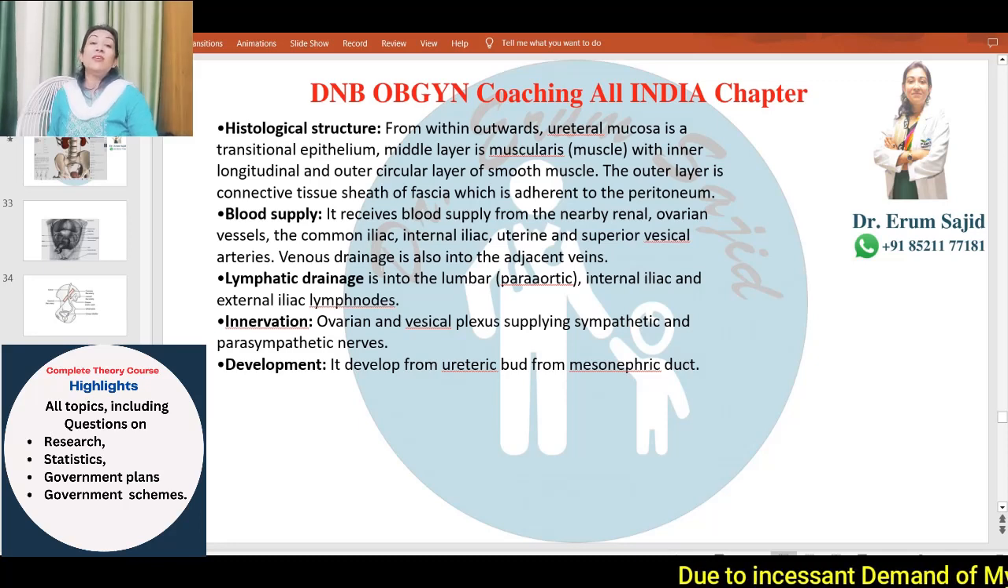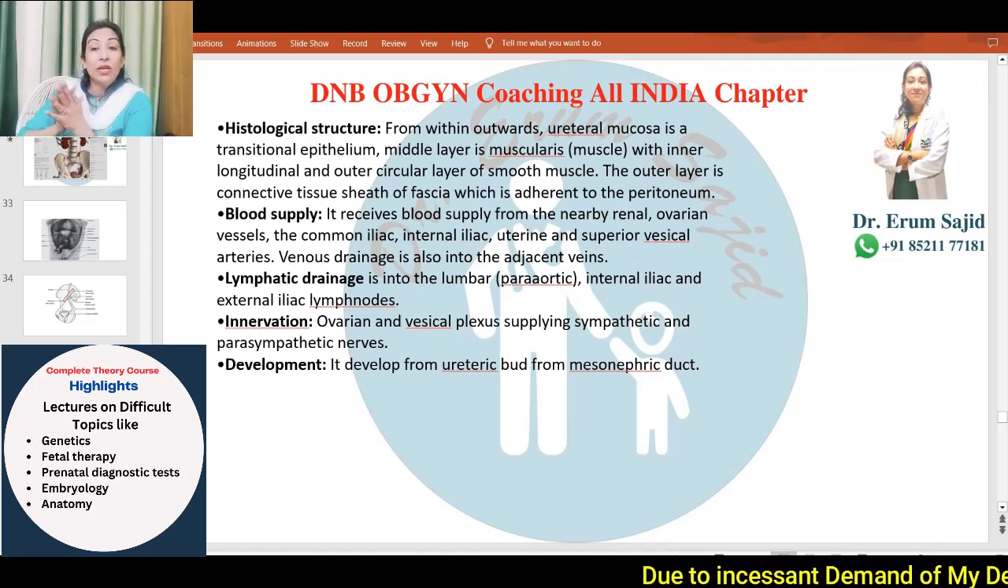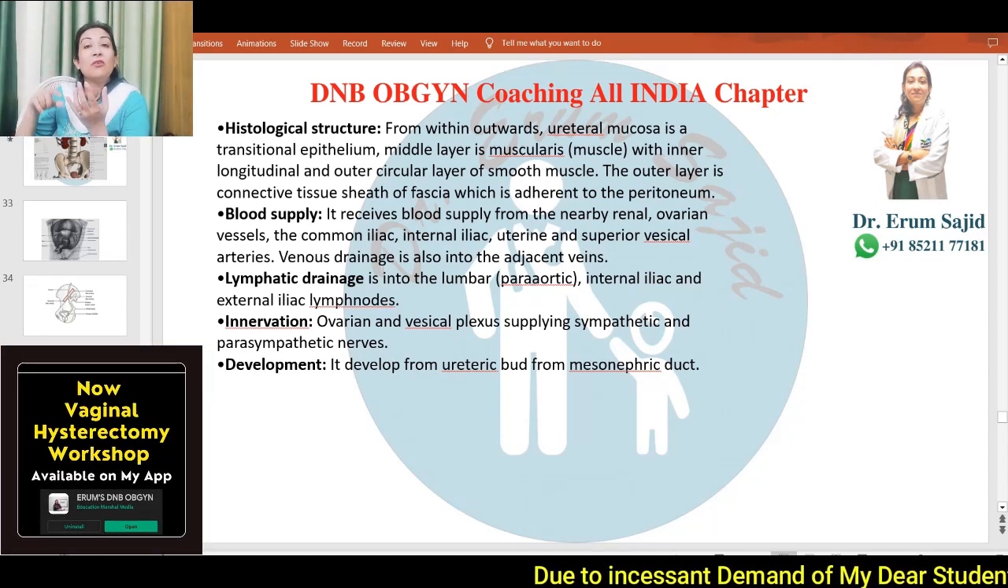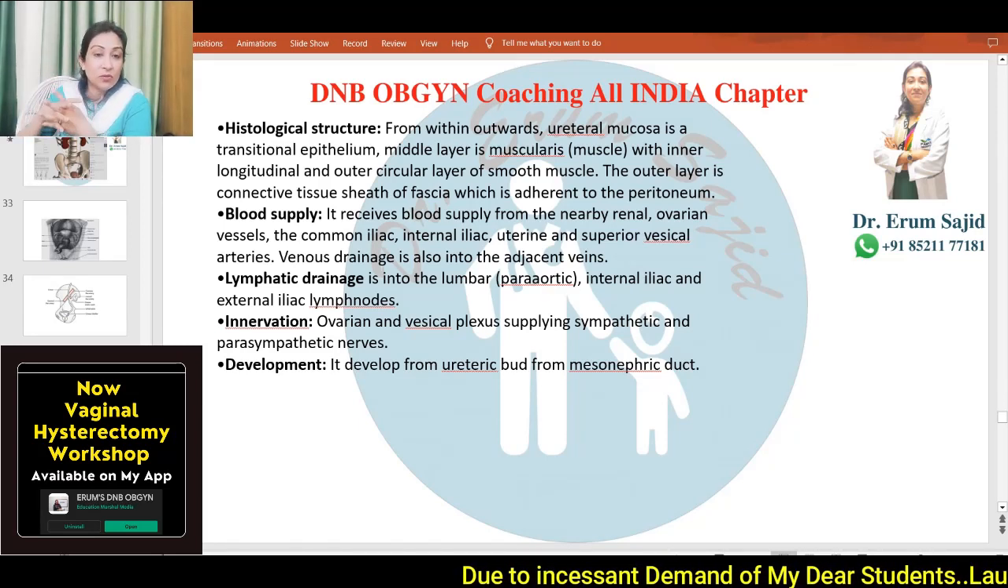What about the lymphatic drainage? Into the para-aortic, internal iliac, and external iliac lymph nodes. That's exactly how it's going. It was coming right from the aorta, para-aortic, internal iliac because it was traversing that, external iliac again because it was traversing that.